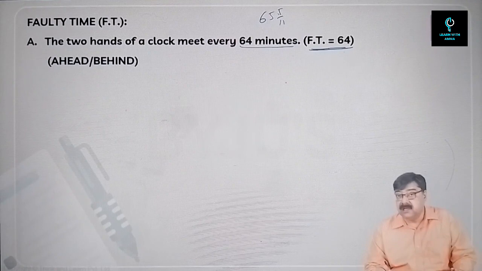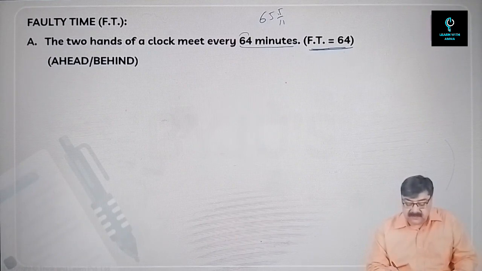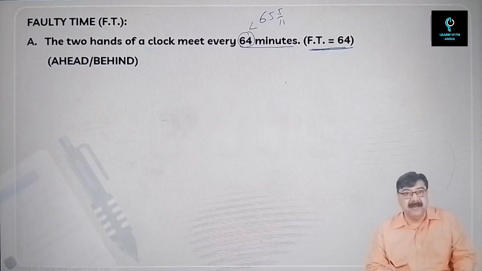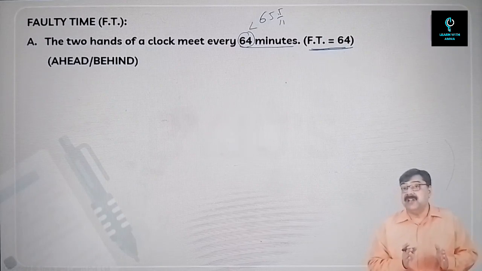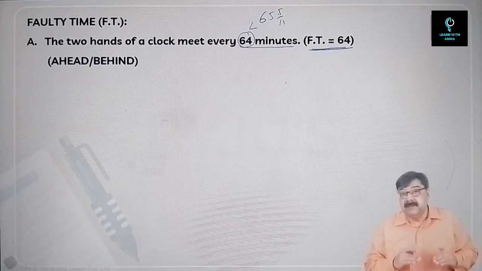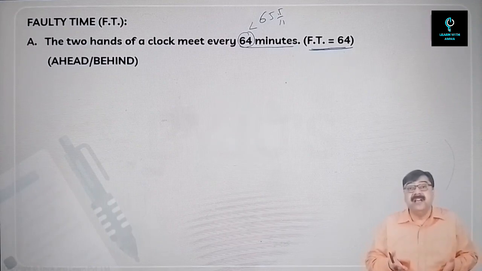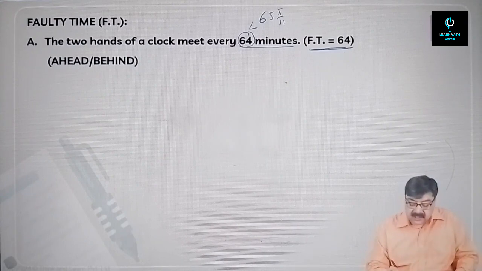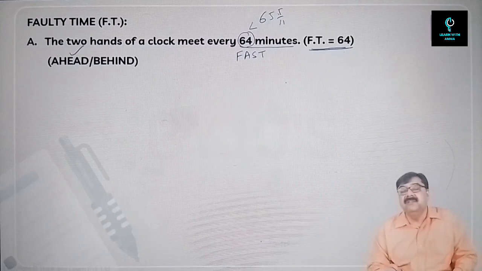Now is this clock fast or slow? 64 here is less than 65 5/11. That means the two hands are meeting much before 65 5/11 minutes. They are meeting earlier. And if they are meeting earlier, this watch will be fast. And if it is going to be fast, it will be ahead of the actual time.